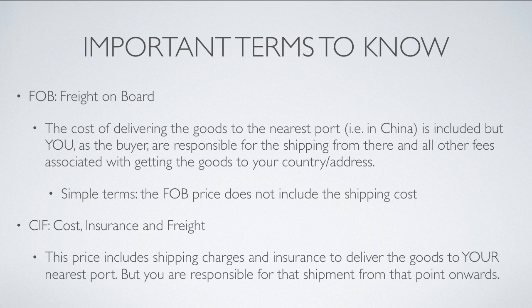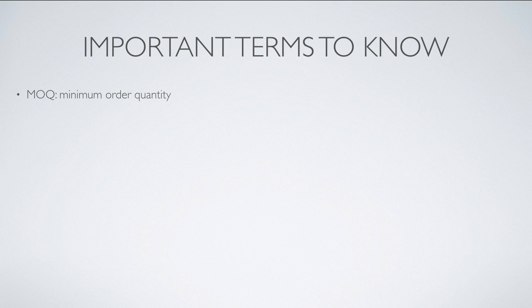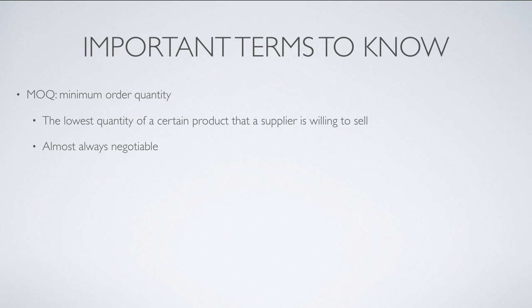Okay. The third term that you need to know is MOQ, minimum order quantity. You'll see this all over the place. It's a bit self-explanatory, but basically it means that this is the lowest quantity of a certain product that a supplier is willing to sell. Okay, and this fortunately is almost always negotiable.